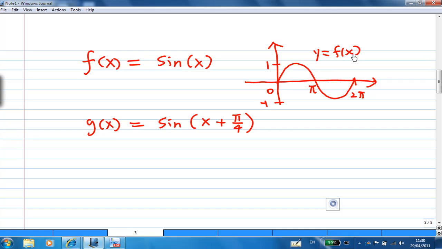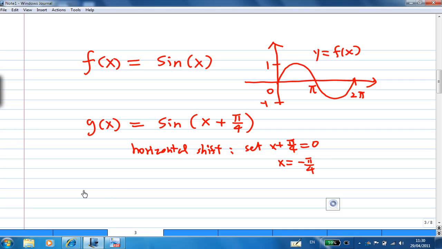Now how about g of x equal to sine of x plus pi over 4? This is a horizontal shift. So you have to shift to the left or right. How do you know it's left or right? You just set x plus pi over 4 equal to 0, and then you get x equal to minus pi over 4. So you know that it's negative, so you shift to the left, the negative direction of x.